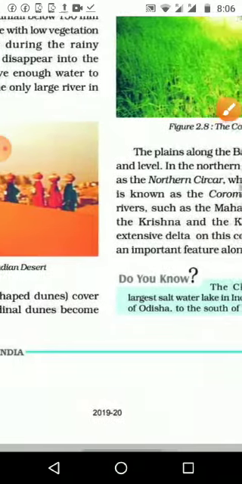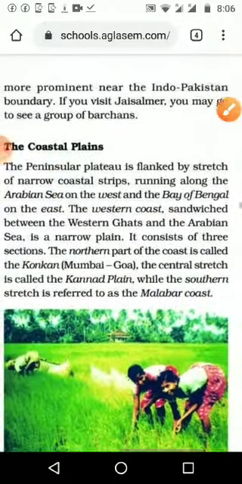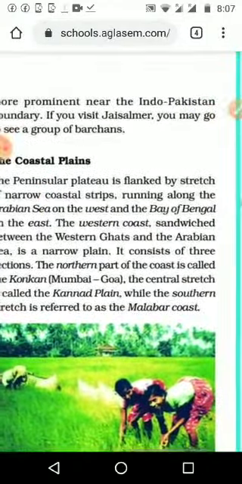Luni is the only larger river in this region. Only one river is there, that is the Luni river, and even that does not reach the sea. Then, branched or crescent shaped dunes cover large areas, but the longitudinal dunes become more prominent near the Indo-Pakistan boundary.